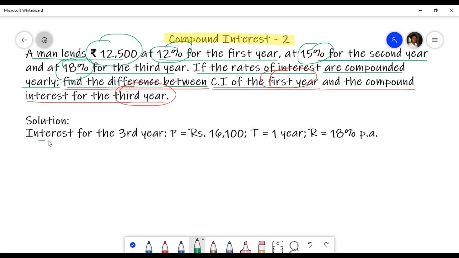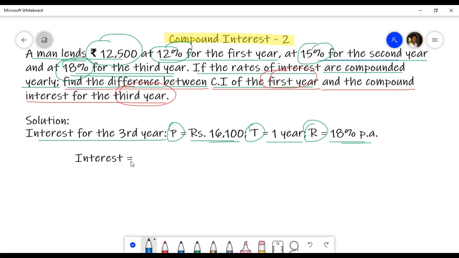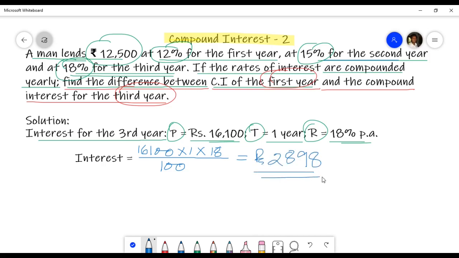Our next step will be to find the interest for the third year. Principal is rupees 16,100, which is the amount of the previous year. Time is 1 year and rate as given in the question, 18% for the third year. We'll find the interest, principal into time into rate by 100. We'll just replace the values here. After replacing the values and calculating it, we will get the value of interest as rupees 2,898. This is the interest for the third year.